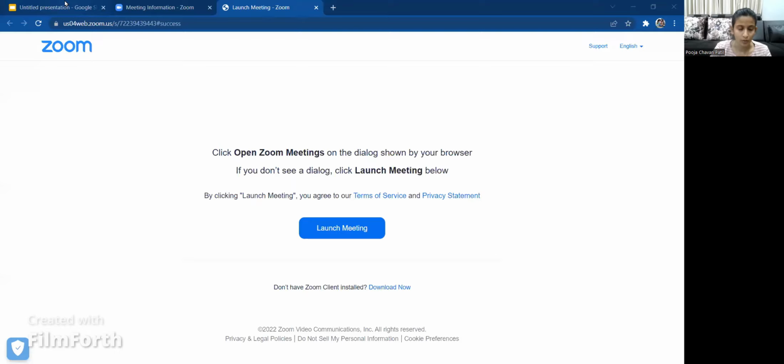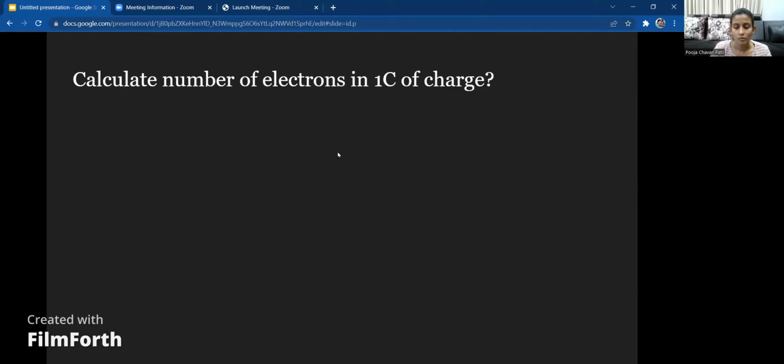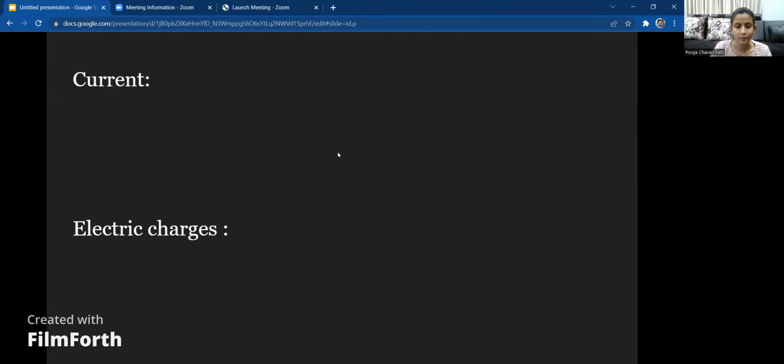To understand electricity, we must know two concepts. First one is the electric charge and the second one is the current. Let us start with the current. Now what does current mean?